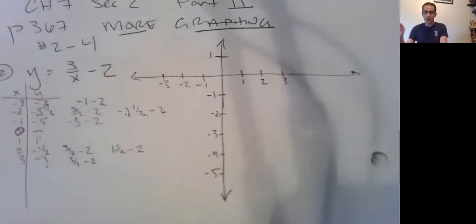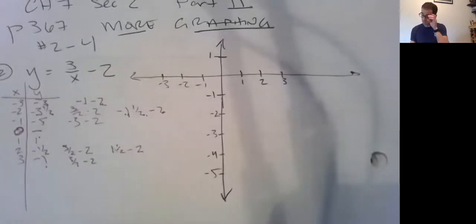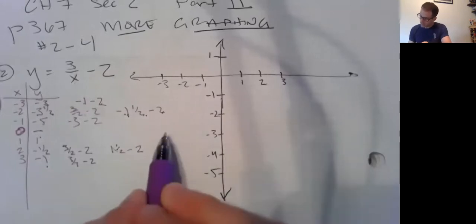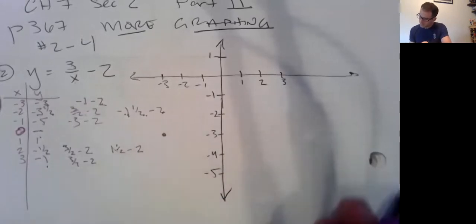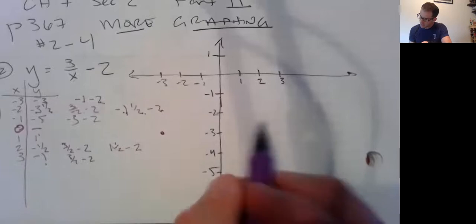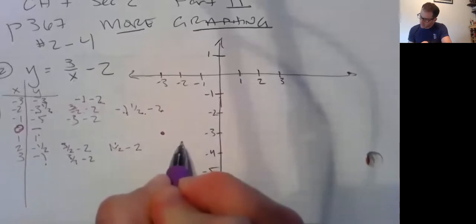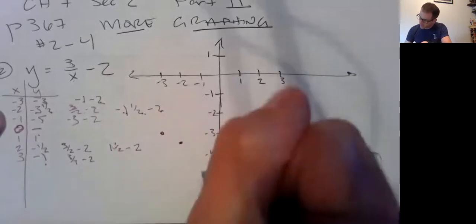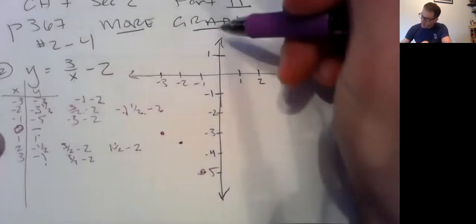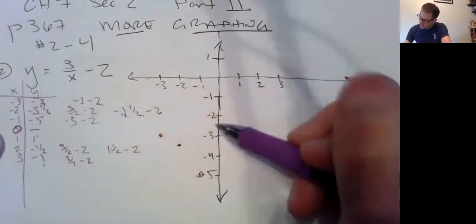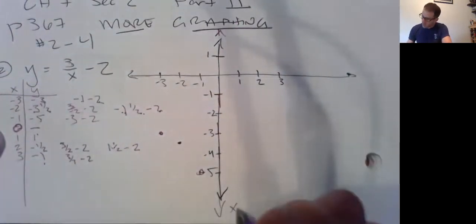Okay, we start out with -3, -3. -2, -3 and a half, right? So -3 and a half, -1, -5. 0 does not exist, so that is where I have my dashed line. And at the bottom of it, I write x equals 0.